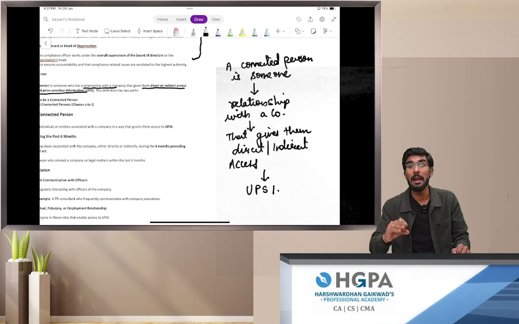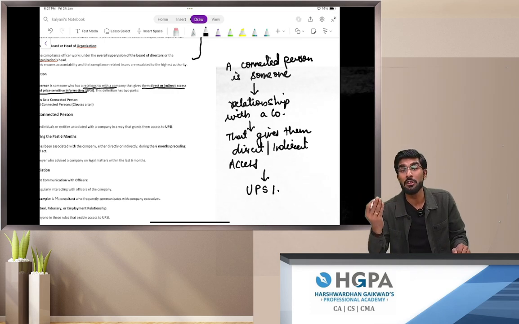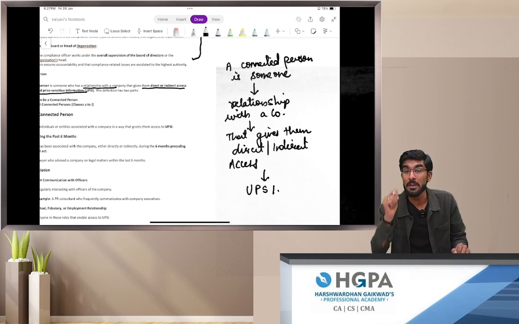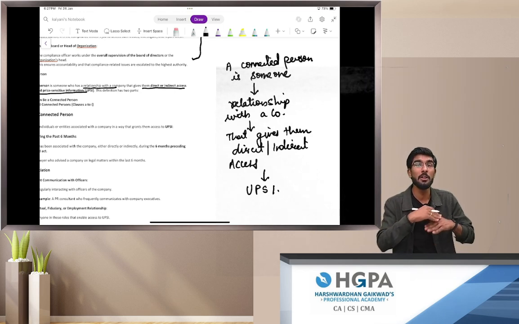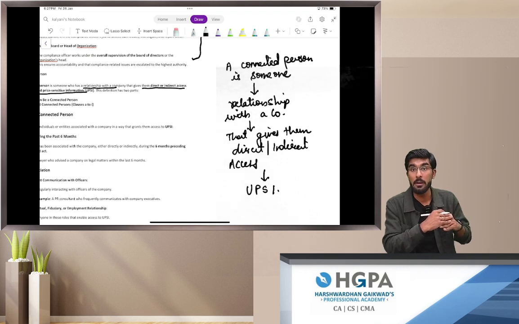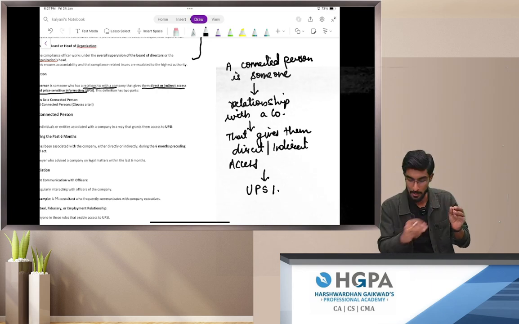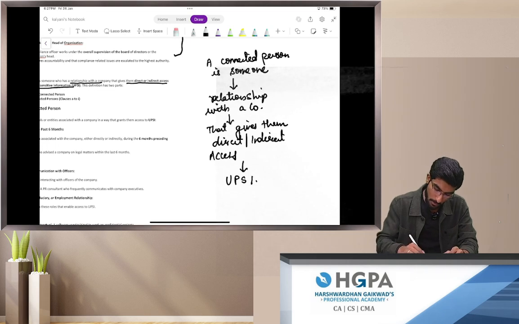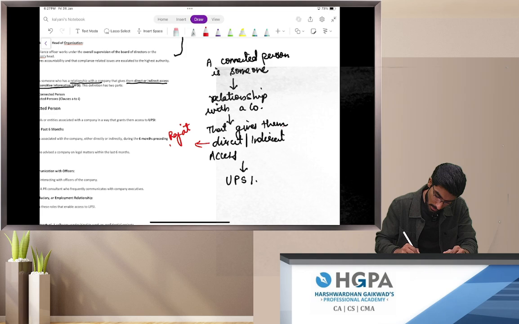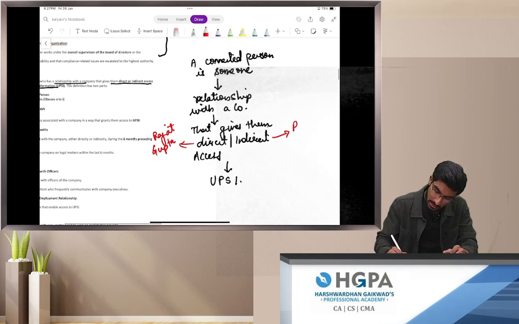Now, who had an indirect connection with the UPSI? His name was Rajaratnam. Rajaratnam, though he was not in the board of directors, had access to the UPSI through Rajat Gupta. So, over here, direct means Rajat Gupta, indirect means Rajaratnam.